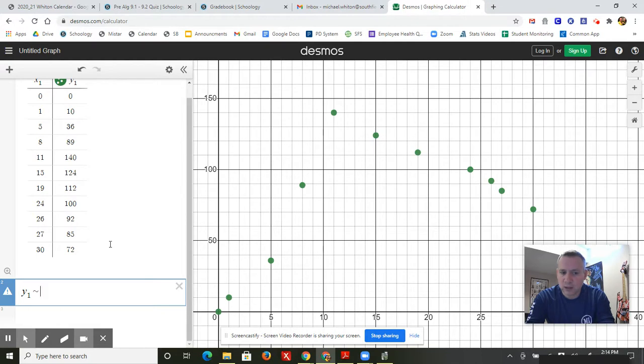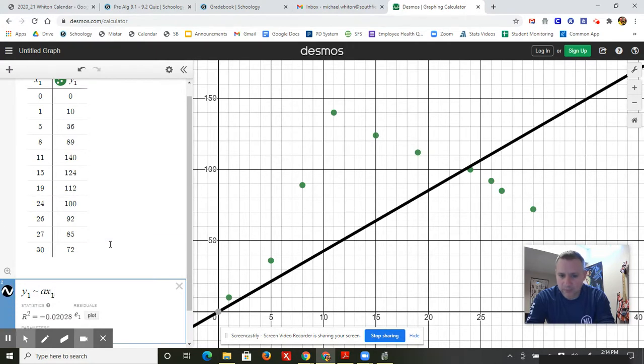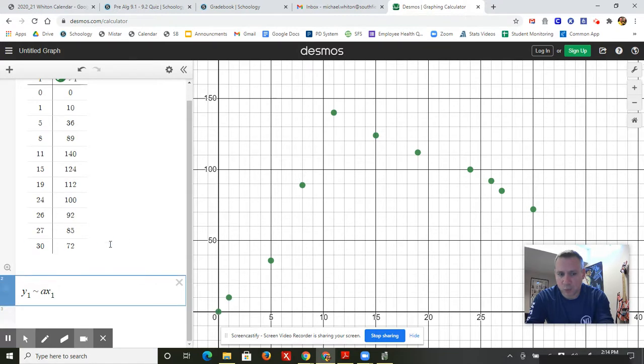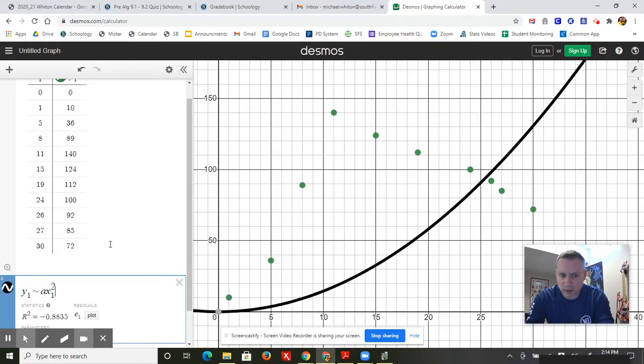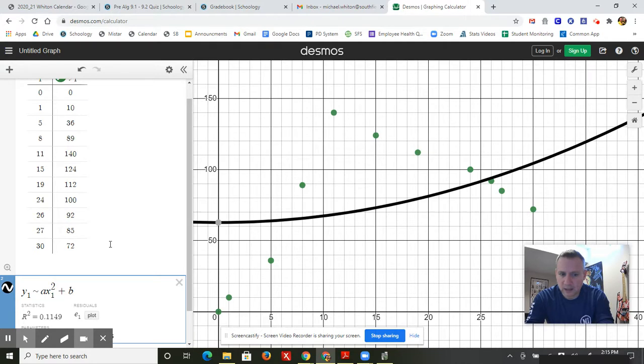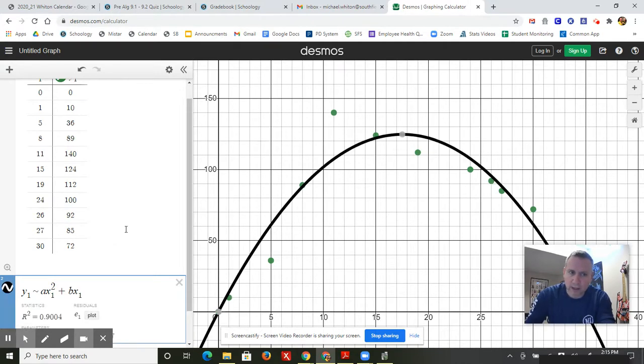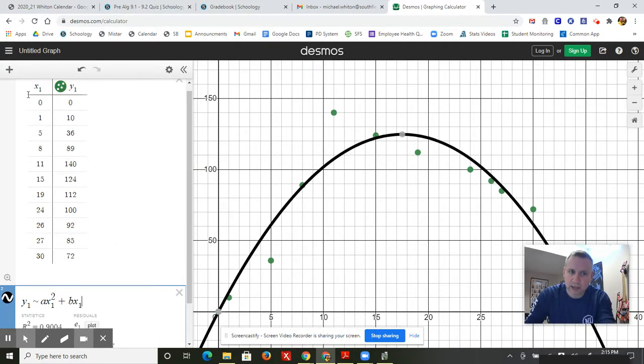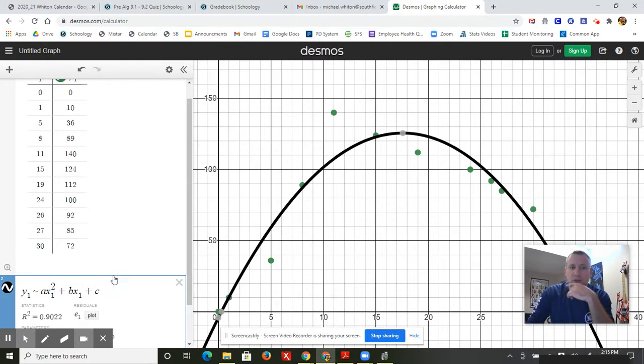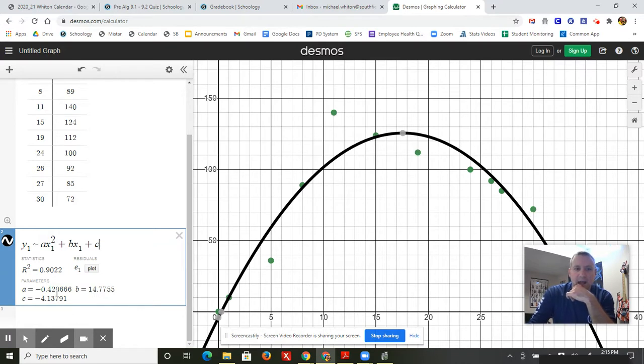And then we're going to type in the format that we want our equation to look like. So we want it as a times x1, and then squared. So it's ax squared plus bx. Anytime I put an x, I'm putting a 1 again because that's telling Desmos to use these x values. And then I'm going to put a plus c on the end. It is giving me the a, the b, and the c value of what's called the best fit, in this case, a curve. It's not linear, but this is a parabola.